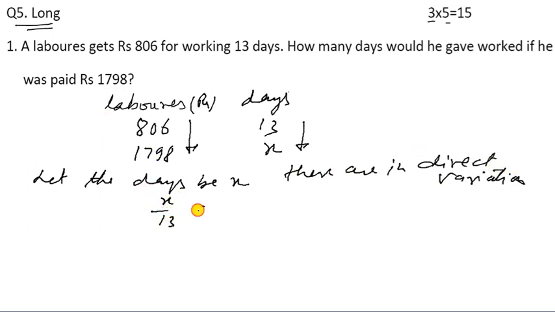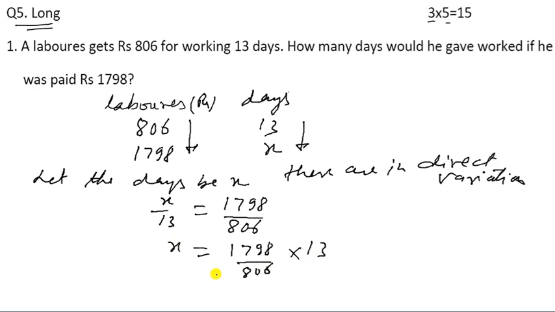So long answer, it is the fifth question and it carries 3 marks each and it is 5 questions. Now a labourer gets 806 for working 13 days. And how many days would he have worked if he was paid rupees 1798? So this is also direct variation. So you have to put the down arrow.